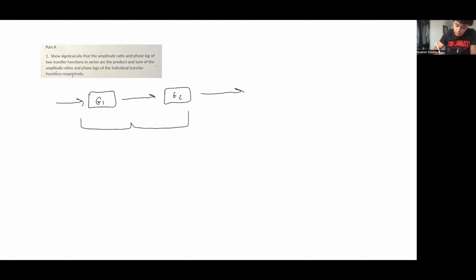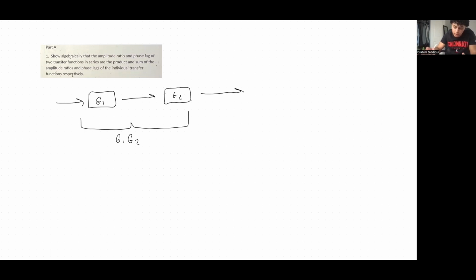Okay, so I'll first draw out what the two transfer functions are, and we're going to refer to the first one as G1 and the second one as G2. One thing to know is that because it's in series, these two transfer functions are going to be multiplied by each other, so we can write it as G1 G2. That comes into play when we look at the real and imaginary components of the transfer functions.